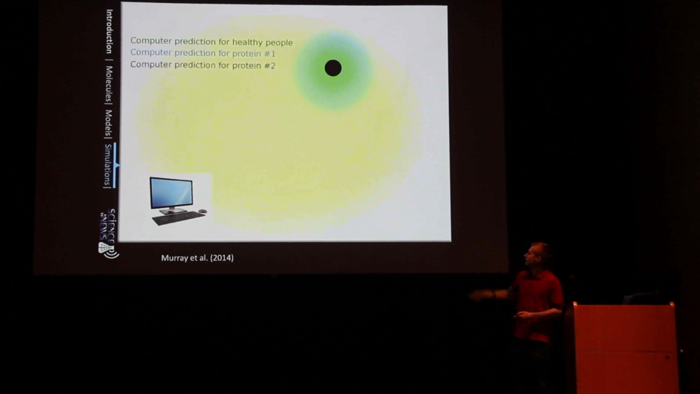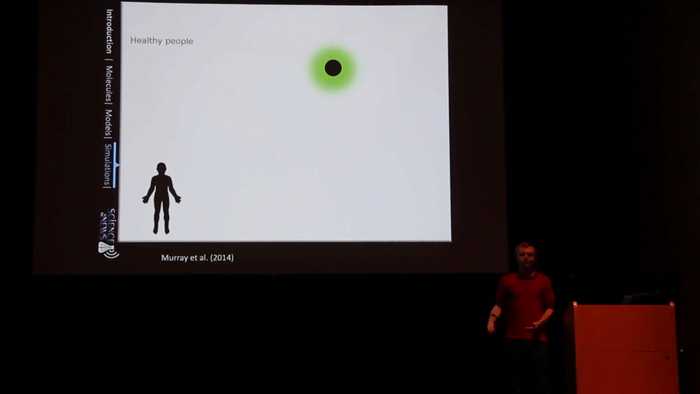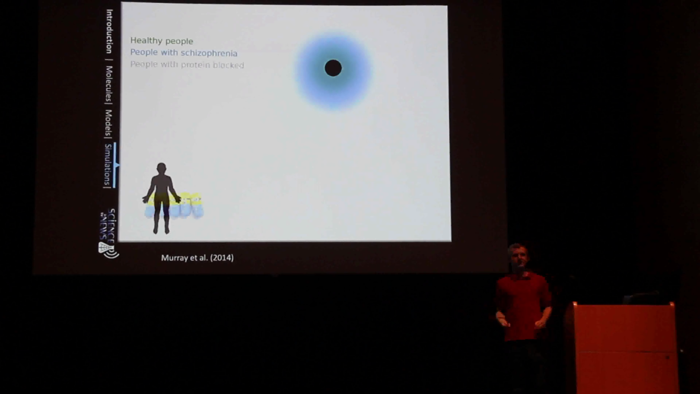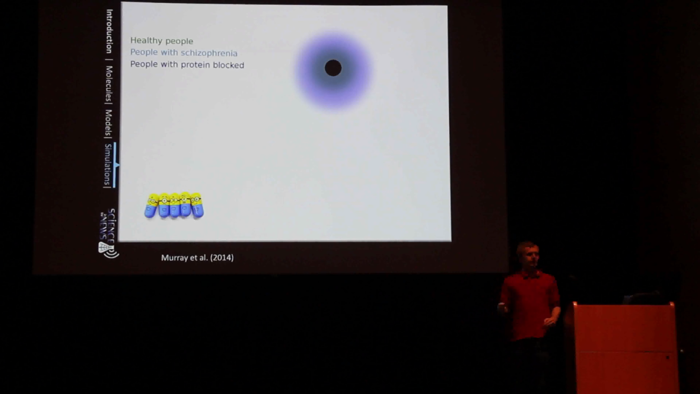What we did is we took this to actual people. And so healthy people looked right around there, exactly what the computer predicted. And similarly, people with schizophrenia looked right around here, almost exactly like the computer predicted as well. We also tried giving people a medication that would temporarily make that one protein not work as well. And again, it looks almost exactly like schizophrenia.